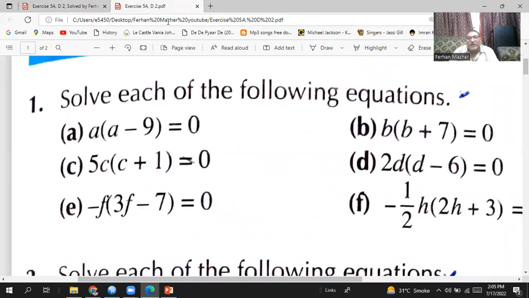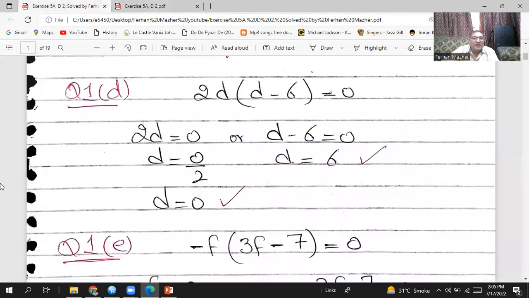So there are two answers, 0 and minus 1. The d part: 2d bracket d minus 6 bracket close equals 0. So either 2d is 0 or d minus 6 is 0. When 2d is 0, d equals 0 divided by 2, which is 0. D minus 6 is 0, so take the minus 6 to the other side and it becomes added. So d equals 6. There are two solutions: d equals 0 and d equals 6. Solution means the value of that variable.